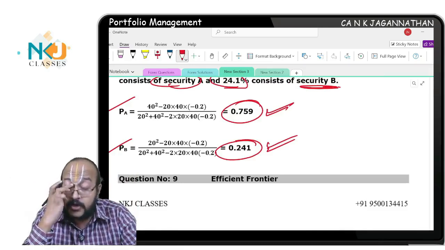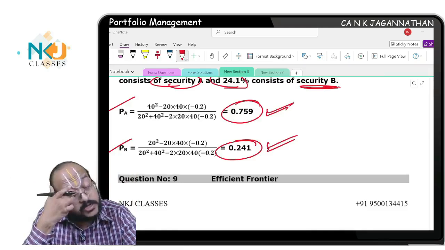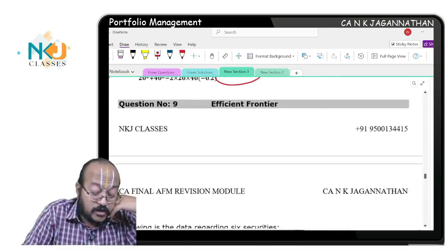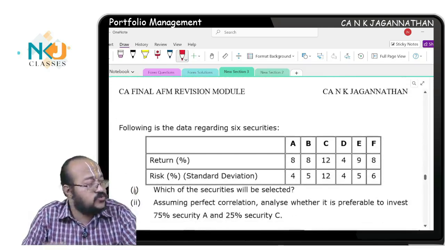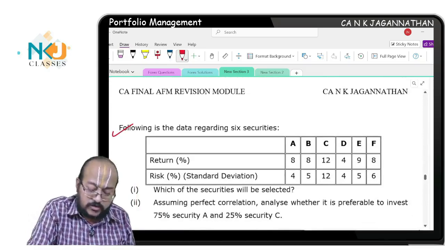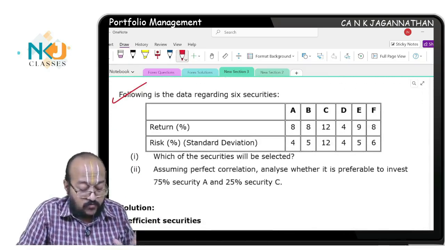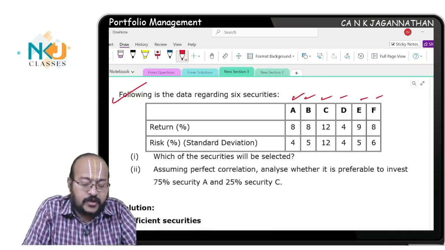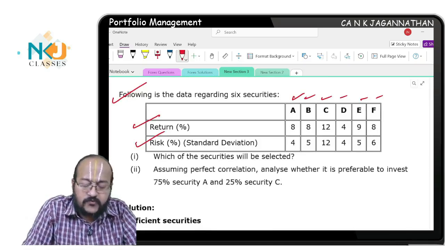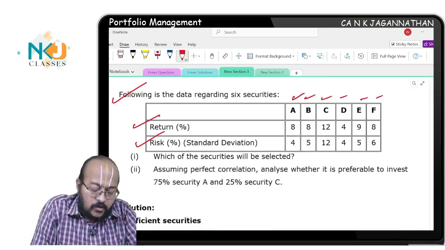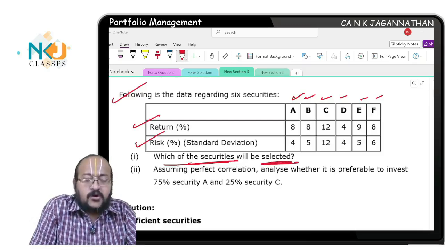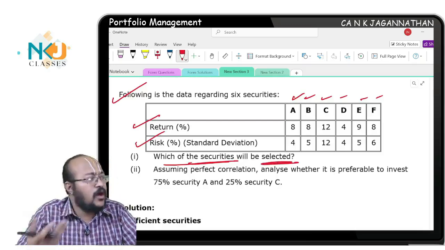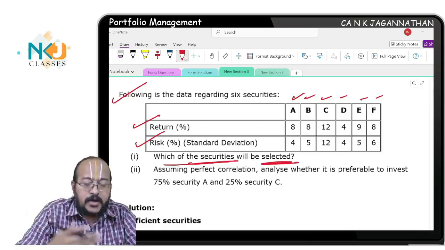Okay, are you all understanding how efficiency frontier is formed? Shall I move on? Okay, see. Efficient frontier, one more question we can do, okay, this is the RTP question I was discussing about. Shall we? Okay, see what they're asking. 6 different securities A, B, C, D, E, F are given. Return and risk of 6 different securities given. Which of the securities will be selected, you have to classify efficient and inefficient.